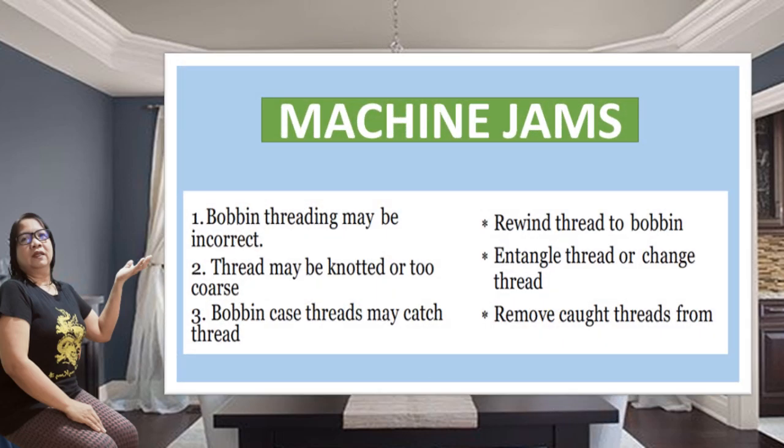Machine jams. Number 1. Bobbin threading may be incorrect. Rewind thread to bobbin. Number 2. Thread may be knotted or too coarse. Untangle thread or change thread. Number 3. Bobbin case threads may catch thread. Remove caught threads from the bobbin case.